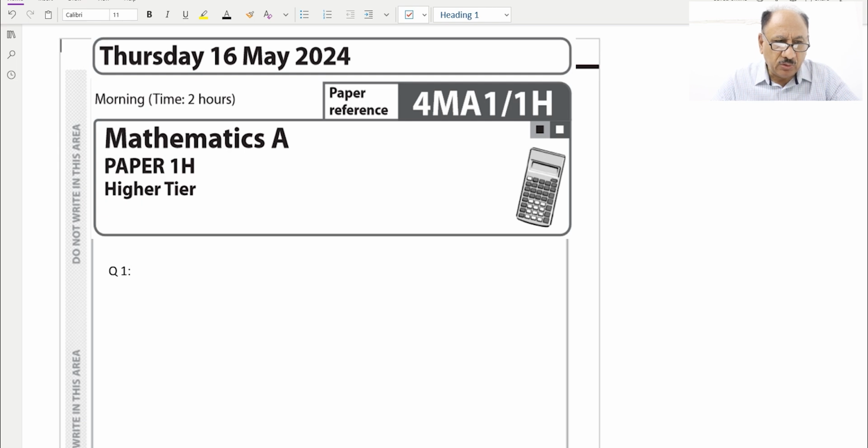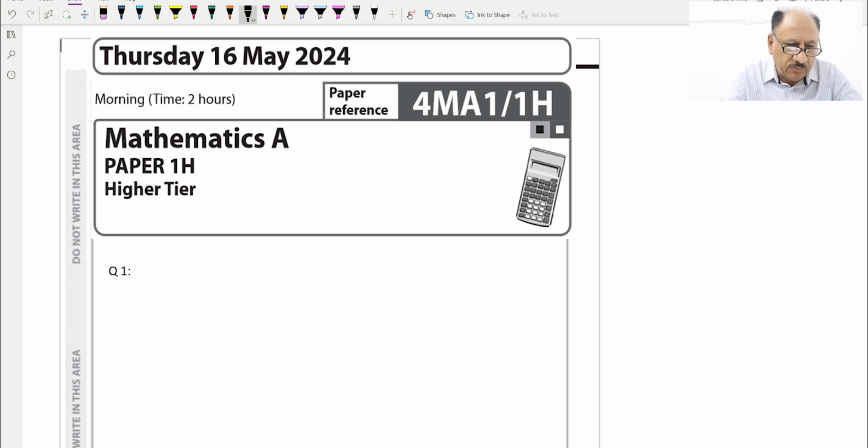This paper has 25 questions and you have to show all the working. Question number 1. Here are the first four terms of an arithmetic sequence: 1, 4, 7 and 10. For part A, we have to find an expression in terms of n for the nth term, an.